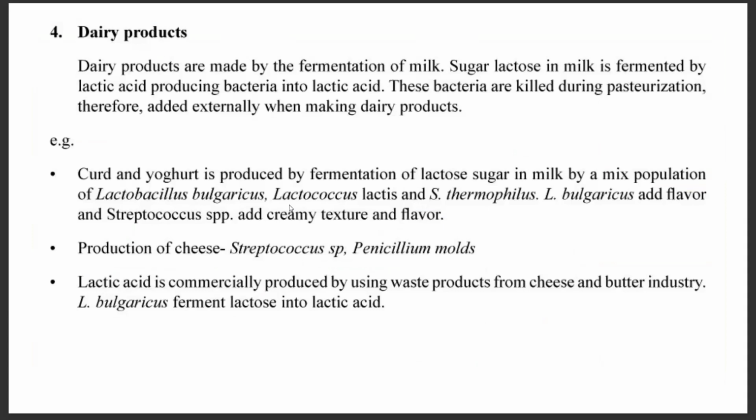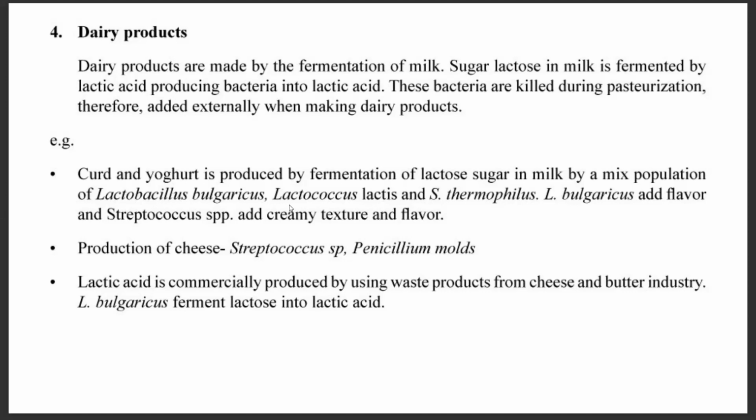Right. Dairy products. So, dairy products are made by the fermentation of milk. Sugar, lactose in milk is fermented by lactic acid producing bacteria into lactic acid. These bacteria are killed during pasteurization, therefore added externally when making dairy products. Curd, yogurt is produced by fermentation of lactose sugar in milk by mixed population of Lactobacillus bulgaricus and Lactococcus lactis.